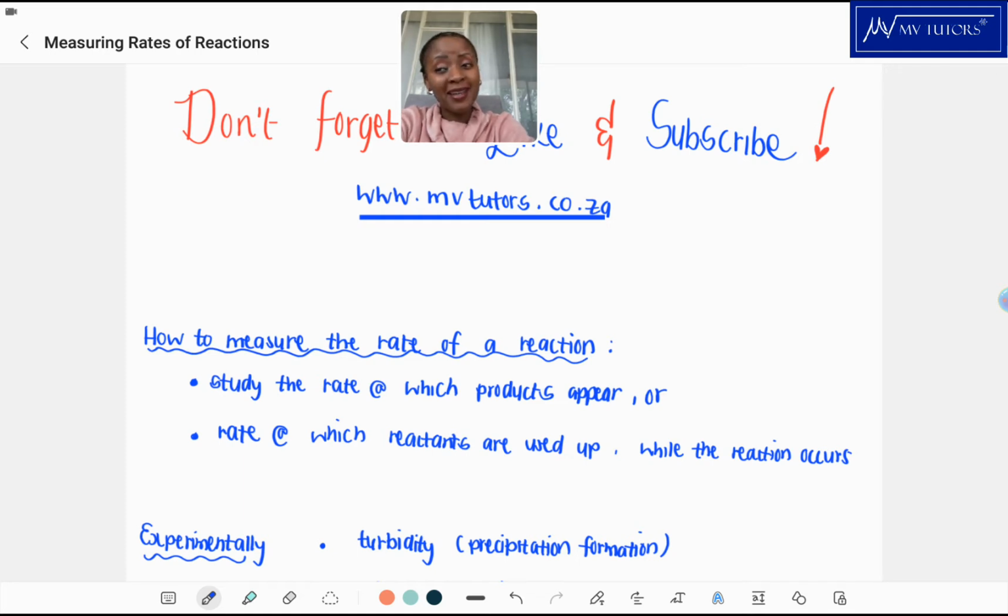So how do we measure the rate of a reaction? One way, you could study the rate at which the products are being formed or appear, or you could study the rate at which reactants are used up while the reaction occurs. Experimentally, there are quite a few ways in which you can do that.